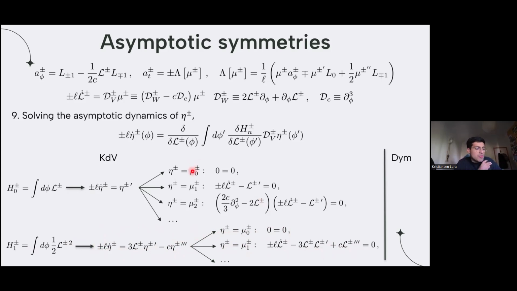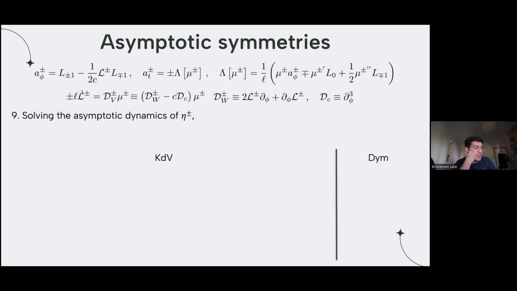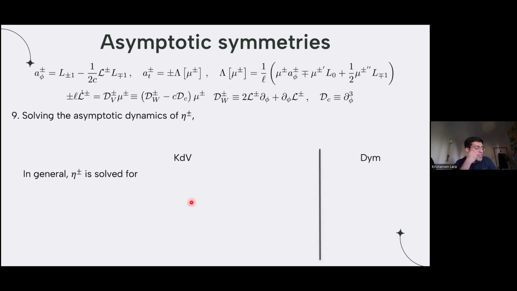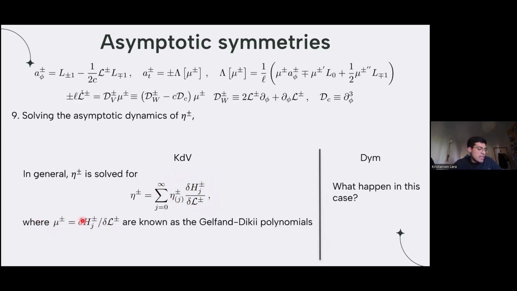These guys are important: mu0, mu1, and mu2. Remember that they are the functional derivatives of h of KdV. I'm working with KdV at the moment, and they are known as Gelfand-Dickey polynomials. It's just a name, but it is an important name. So in general, eta is solved by a superposition, of course, of the jth Gelfand-Dickey polynomial. Remember that the functional derivative of h with respect to L was mu. This guy here. So basically, it is a sum of Gelfand-Dickey polynomials. That's it.